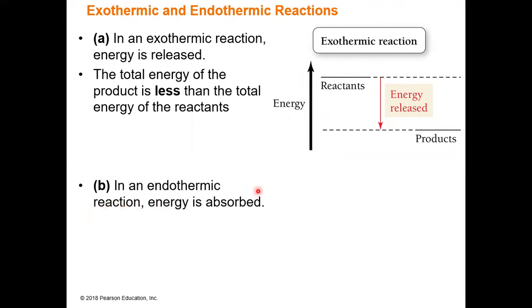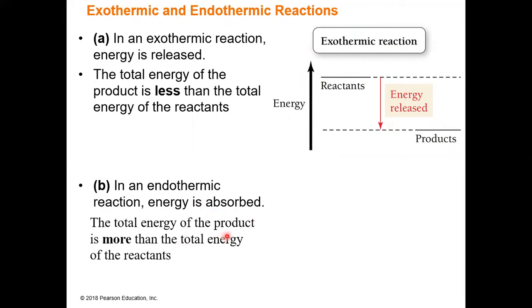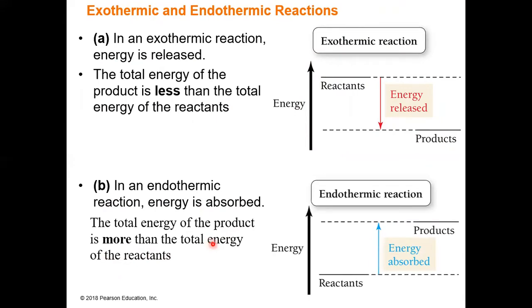In an endothermic reaction, energy is absorbed. The total energy of the product is more than the total energy of the reactant. So where does that extra energy of the product come from? It comes from absorbing from the environment. We use the energy diagram again; going up, energy increases. We're starting with reactants with lower energy and ending with products with high energy. So where does the high energy in the product come from? It's absorbed from another place. We call it the environment.